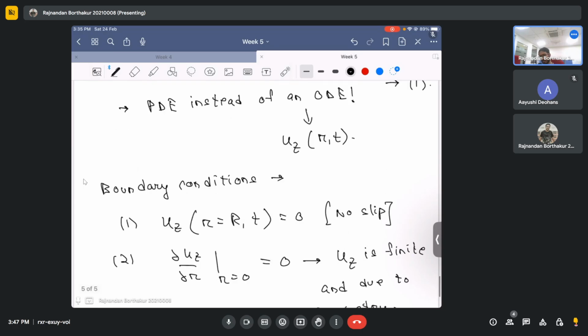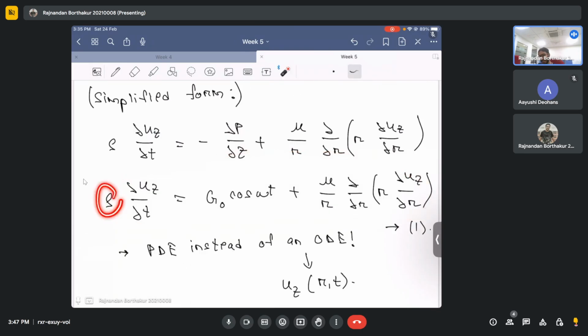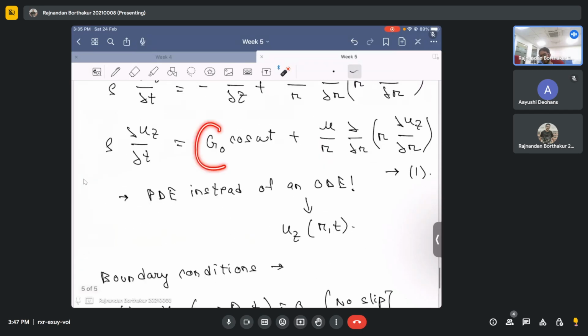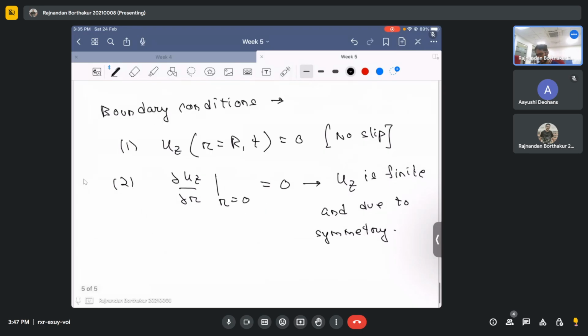All right. So dimensionally, this is the equation that we will solve for, where rho is the density, mu is the dynamic viscosity, this is the given oscillating pressure gradient with amplitude G naught, and these are the two boundary conditions. Now, we will use the knowledge of our scaling analysis that we learned in the last class to transform this dimensional equation into a non-dimensional equation.